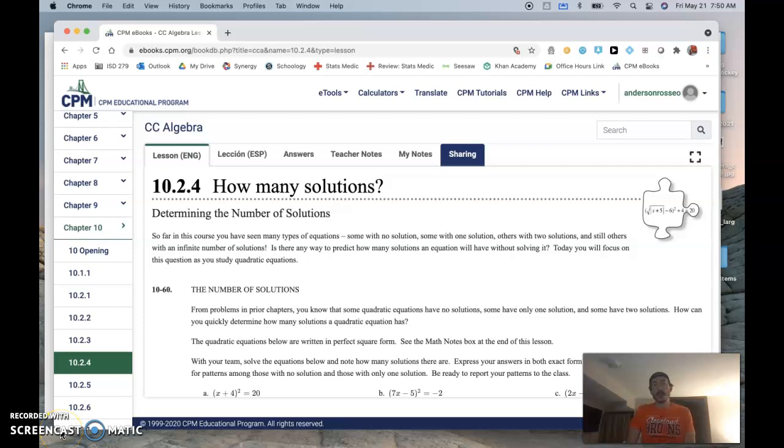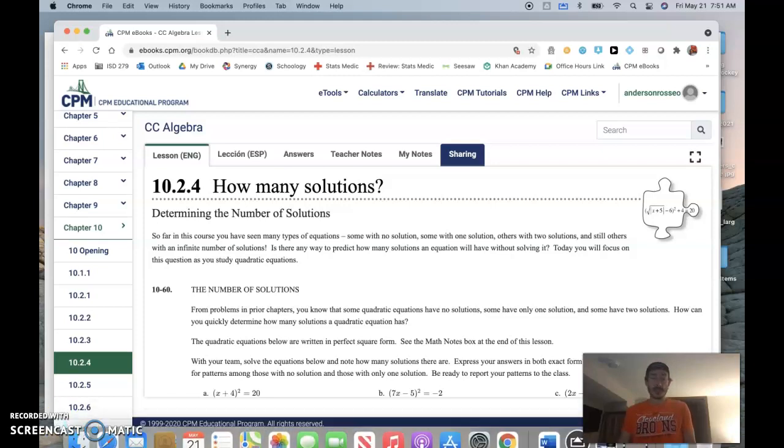Hey folks, welcome. Today we're going to look at section 10.2.4 from our CPM Common Core Algebra book, and we're going to identify, specifically in quadratics, how many solutions the equation is going to have. This can be a very valuable tool for identifying the number and type of solutions we're going to encounter, which in application, in real-world problems or situation problems, can be pretty valuable.